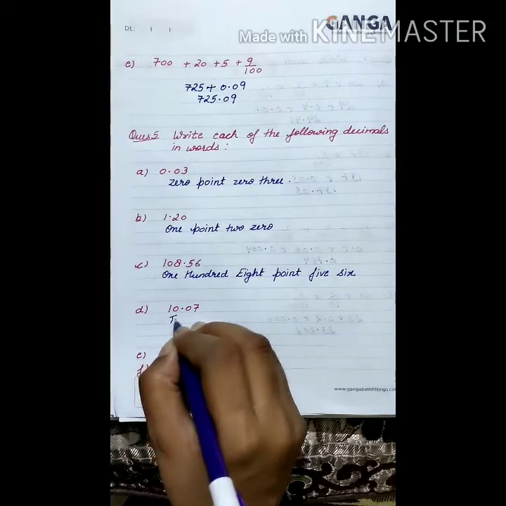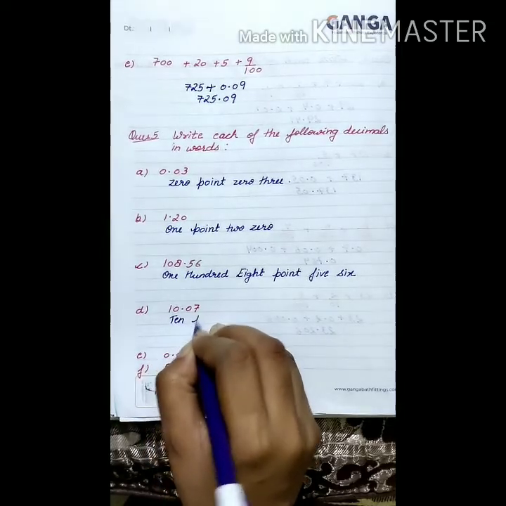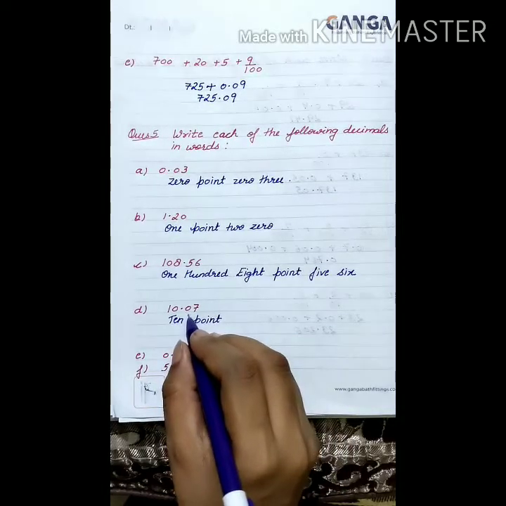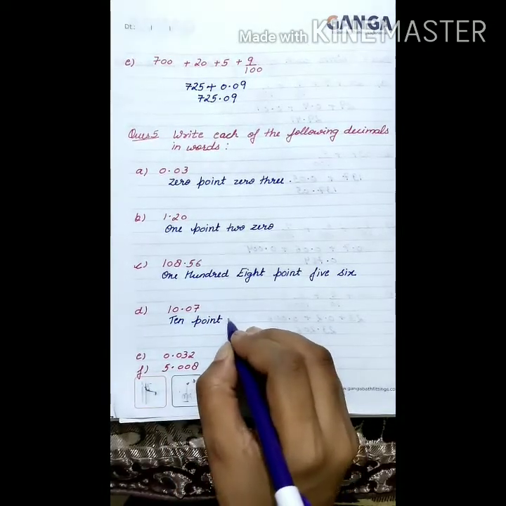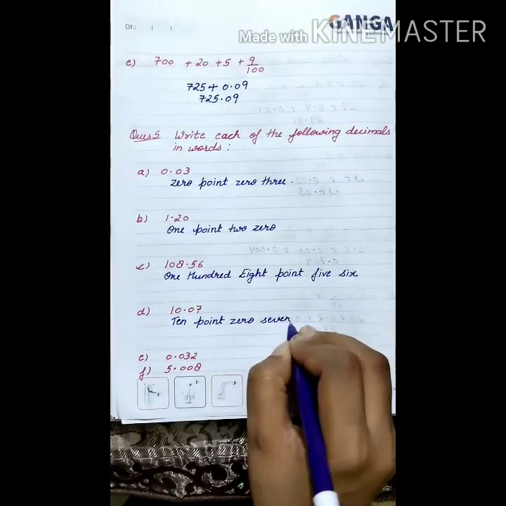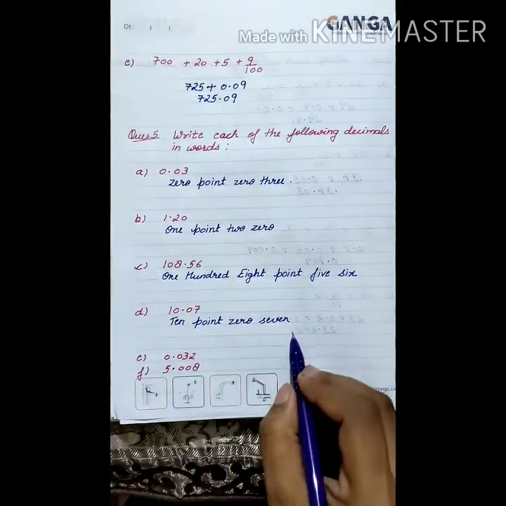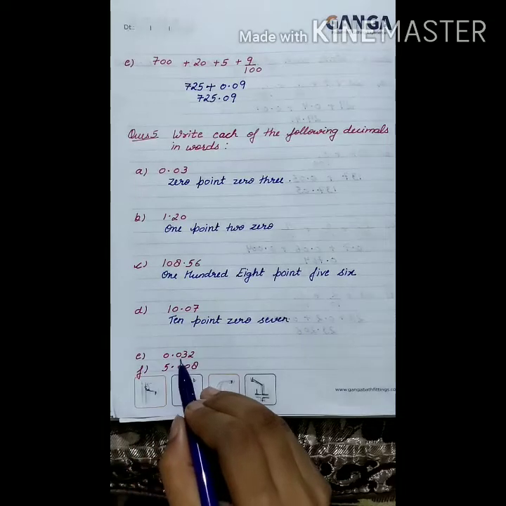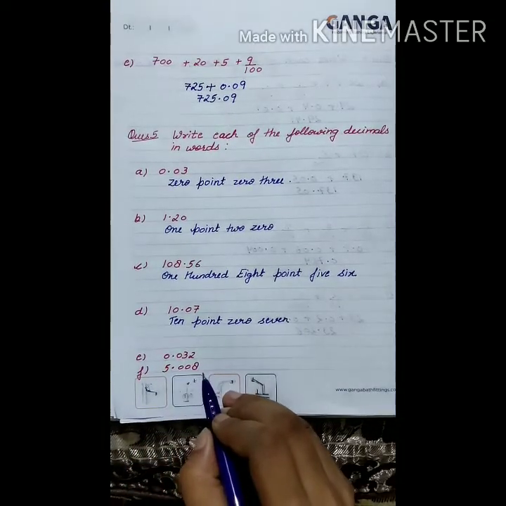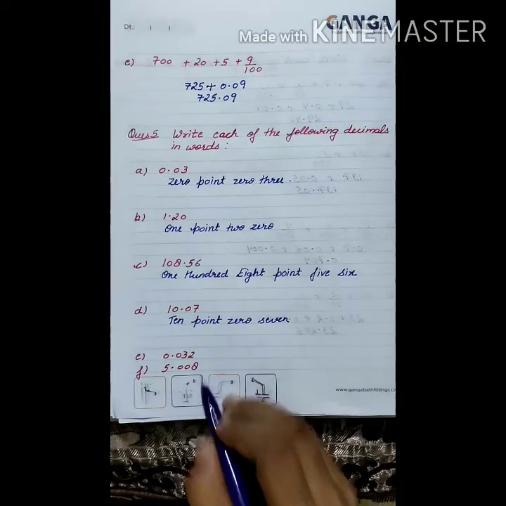D part, 10.07. Here we have 10 to the left of the decimal point. Now we represent the decimal point as point. Now we write the digits to the right side of the decimal point as 0, 7. So the answer is 10.07. E part, 0.032. F part, 5.008. It is your homework, try to solve.